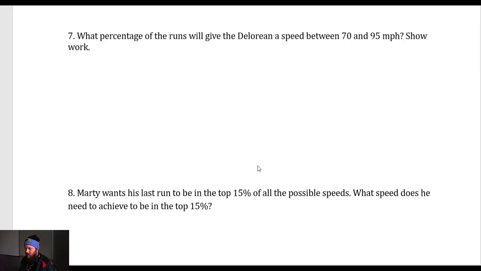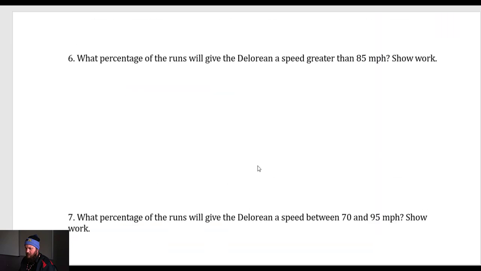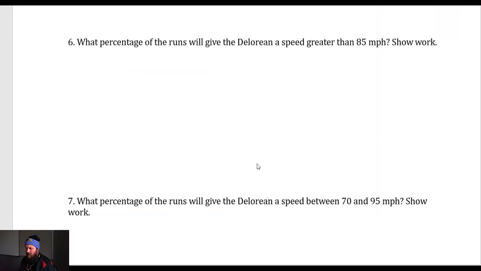Make sure I'm on the right problem. I didn't skip one, did I? Did I skip 6? I did skip it. I went so fast it didn't look right. Then I went to 5. Okay, so let's do number 6. What percentage of the runs will give the Delorean a speed greater than 85? So let's get my draw.